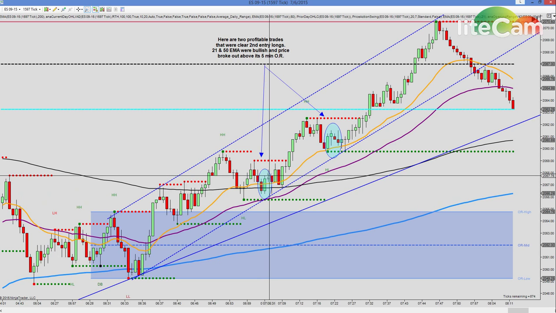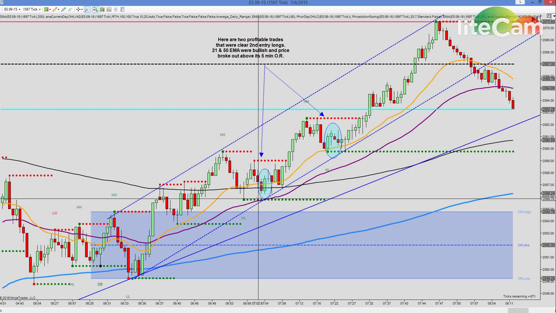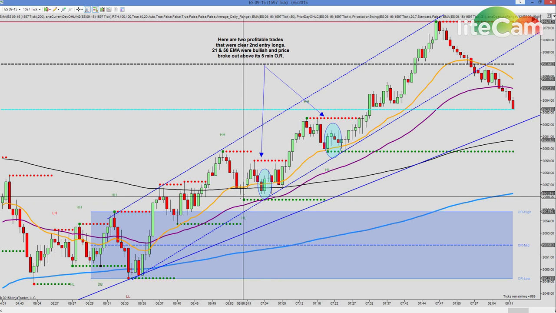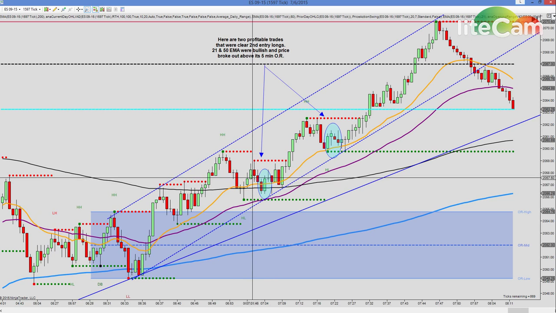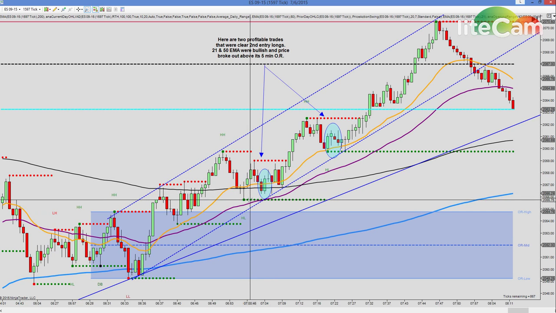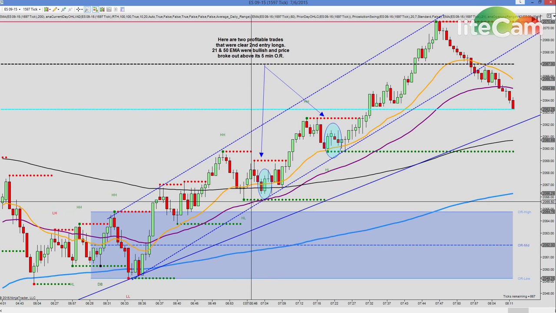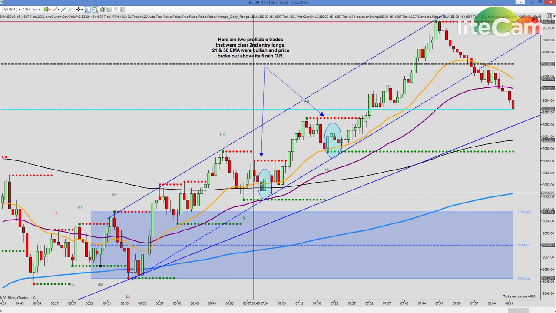So my entry would have been here around 2057.75 or 2058, one tick above. The stop I would have placed roughly around the swing low, right around here at 2055.75. I like to not go over 2 points for a stop loss, so that puts my ideal entry at 2055.75. You want to put your stop one tick below this, so ideally the stop is at 2055.50.